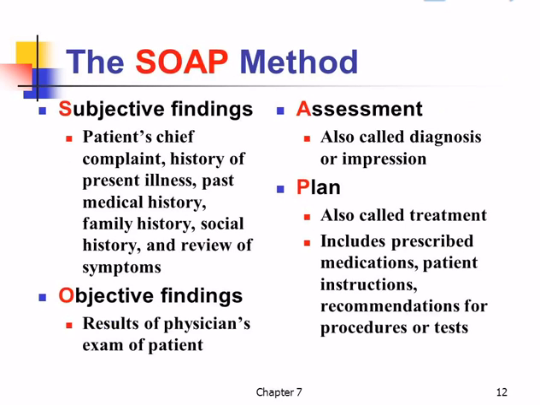Chapter 7. The SOAP method: subjective findings, objective findings, assessment, plan. Subjective findings include the patient's chief complaint, history of present illness, past medical history, family history, social history, and review of symptoms. Objective findings: results of physician's exam of patient. Assessment, also called diagnosis or impression. Plan, also called treatment. Includes prescribed medications, patient instructions, recommendations for procedures or tests.